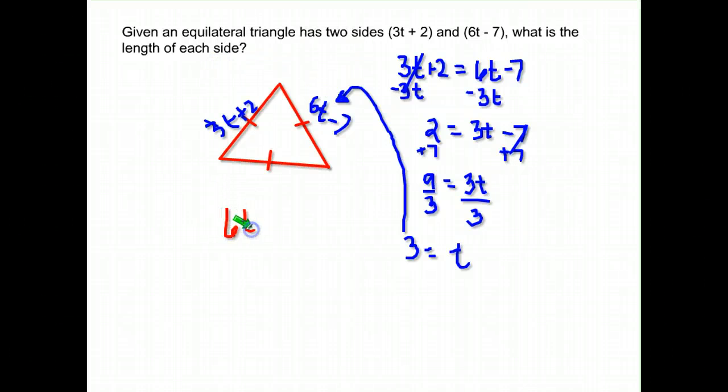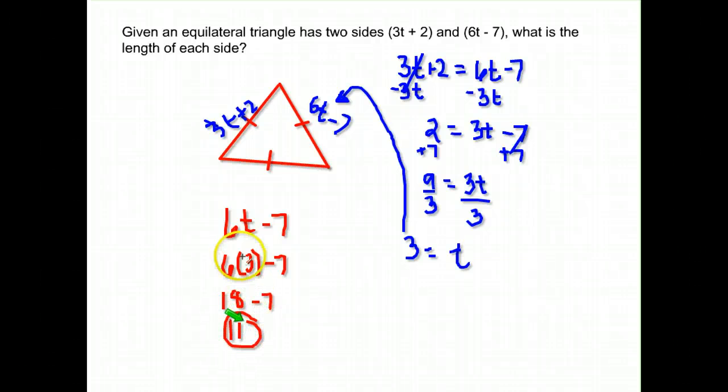So one of the sides was 6t minus 7. If t is 3, that means the length of the side is 6 times 3 minus 7. 6 times 3 is 18, and 18 minus 7 gives us 11 is the length of each side. You can try it in the other one just to double check and make sure you did get the same measure. That would be 3 times 3 is 9, plus 2, once again, is 11. Okay, so the length of each side would be 11.